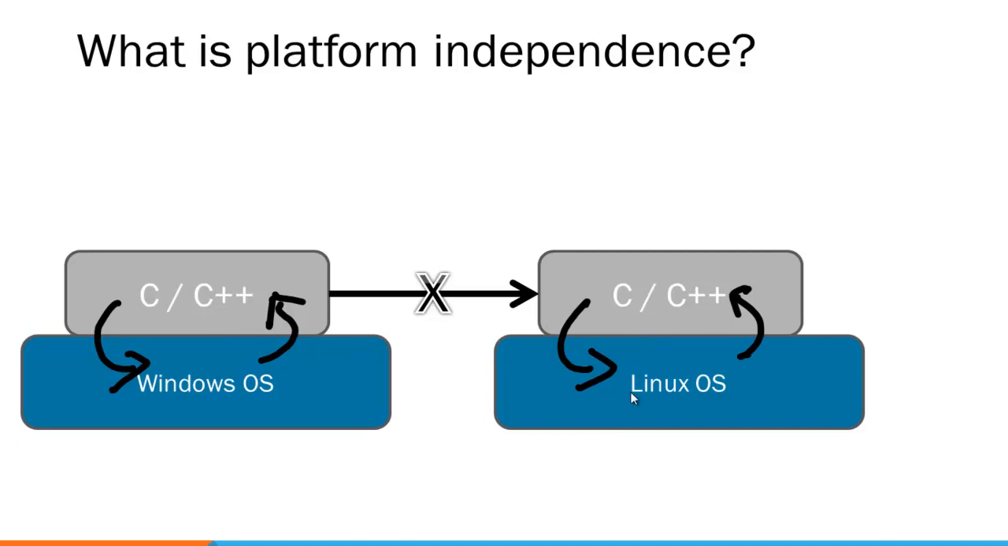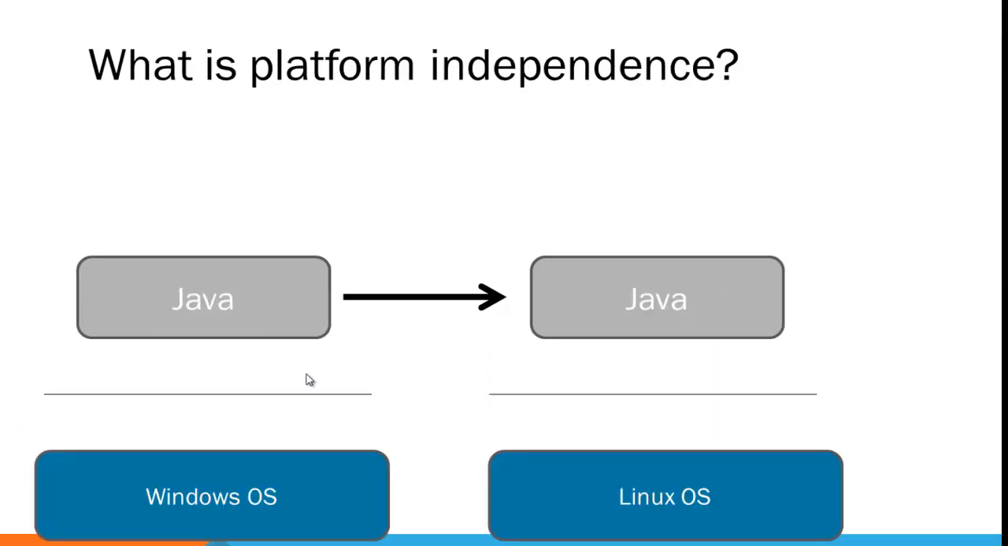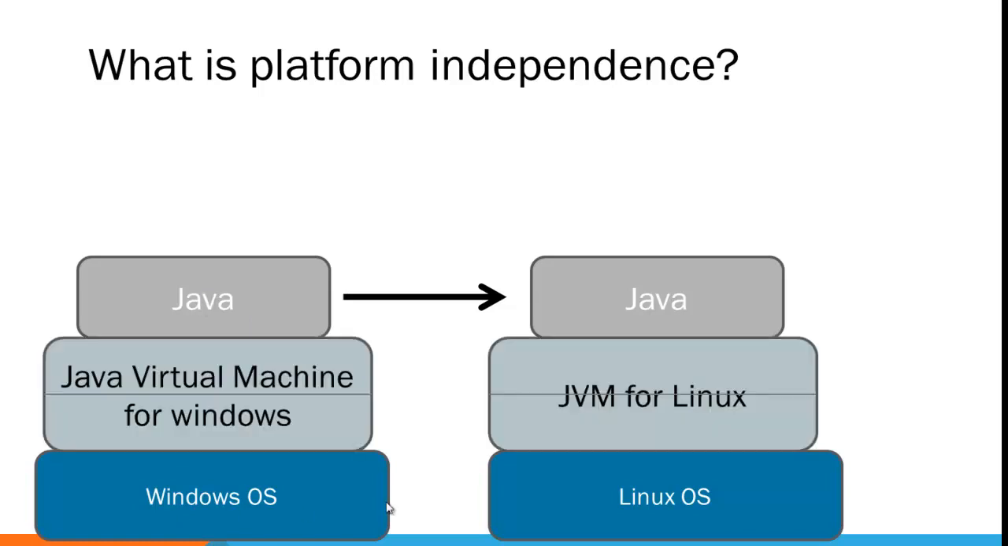Whichever platform you compiled in, you have to run them only on that particular platform or operating system. So how did they make Java platform independent? What they did is, they brought in another layer between the Java language and the operating system. The layer is called the Java Virtual Machine, or JVM for short.